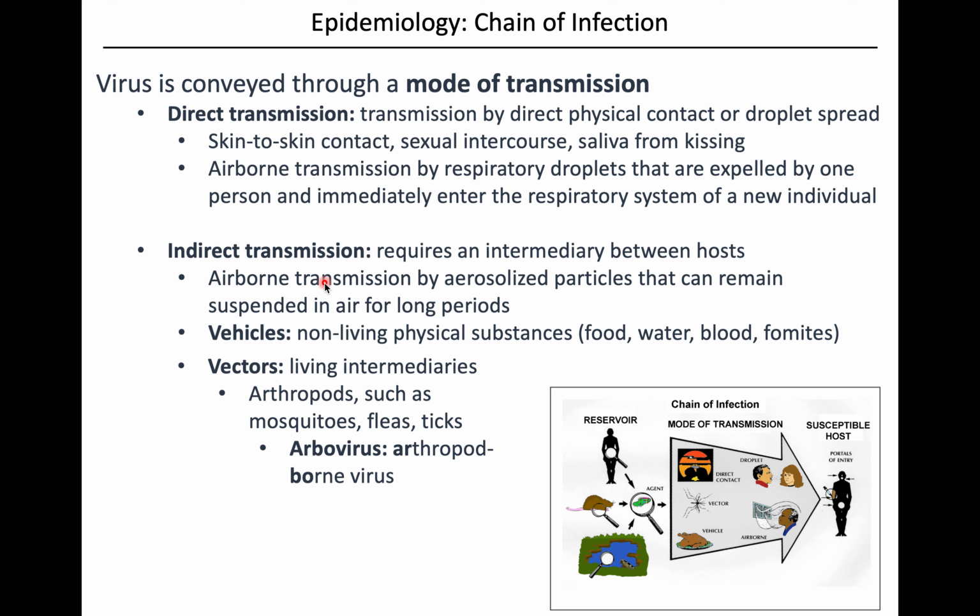But it could be other vehicles, which would be non-living physical substances: food, water, blood, fomites, which would be something like utensils or something like that that might have virus on them, or furniture. And then vectors are going to be distinguished from vehicles in that they're the living intermediaries. So insects, for example, have arboviruses, which are arthropod-borne viruses transmitted by mosquitoes, fleas, ticks, etc.